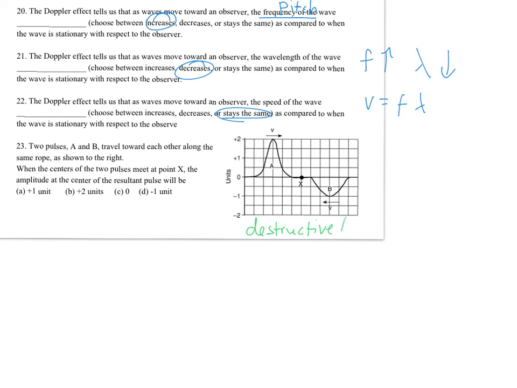Destructive. So here we have +2 and a -1, and this becomes +1. So this new one will end up looking like this. And that is it, actually.